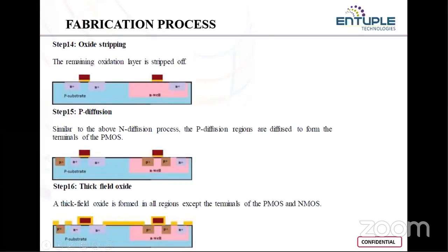After we induce the type of material required to get a drain and source created in case of both NMOS and PMOS transistors, we again coat the top surface with a thick field oxide so that it is not going to be removed further, because we are going to place a metal surface.